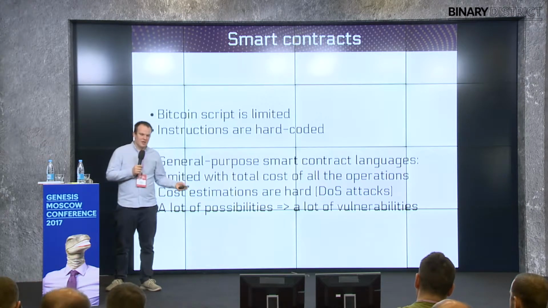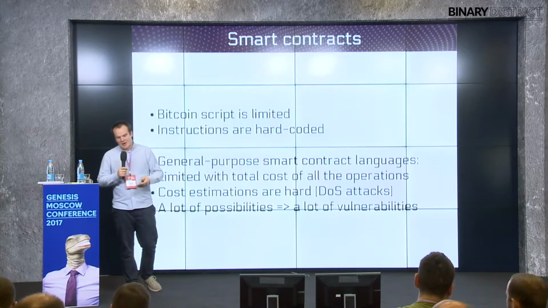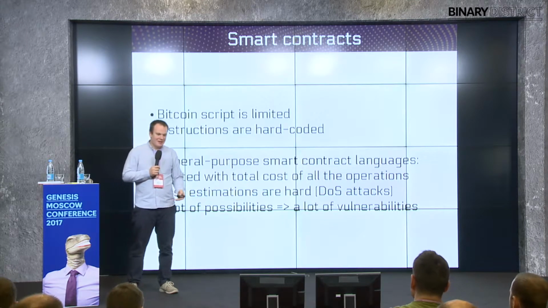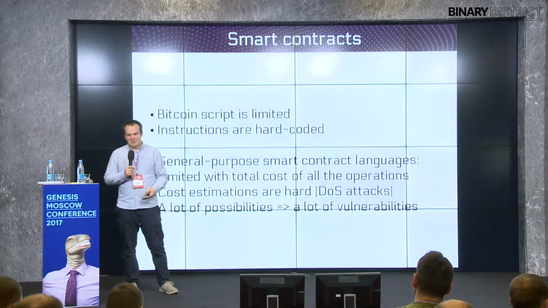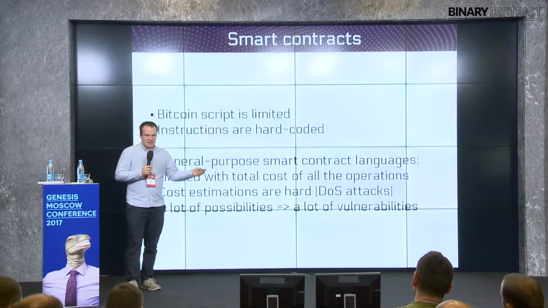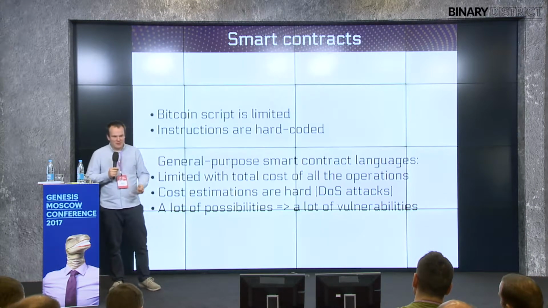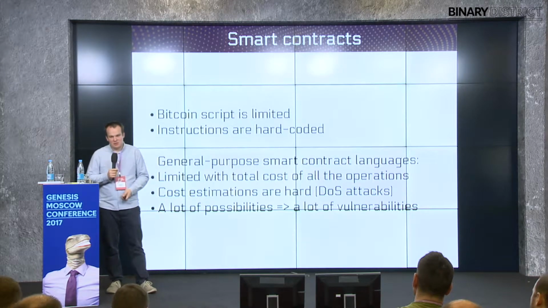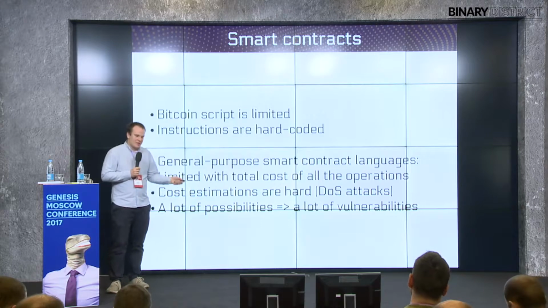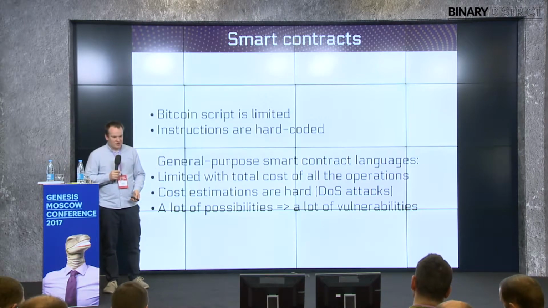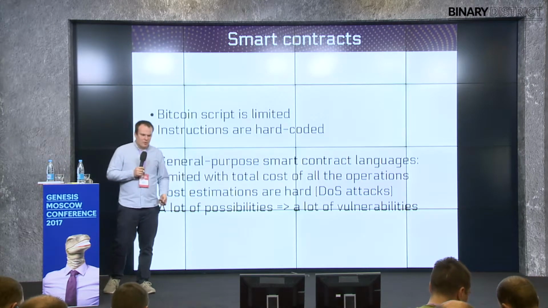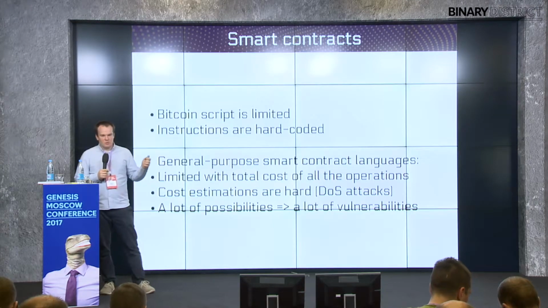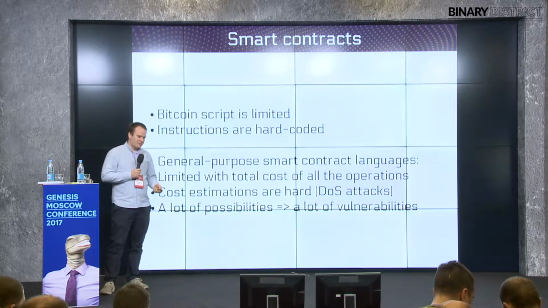If you have a language where you can build anything, you can make a mistake everywhere. And all of you know about the DAO problem, and it was a problem of the Solidity smart contract language, not the concrete smart contract. We don't like both of these approaches. I'll tell what we are going to propose, and I'll tell you about the last problem here.